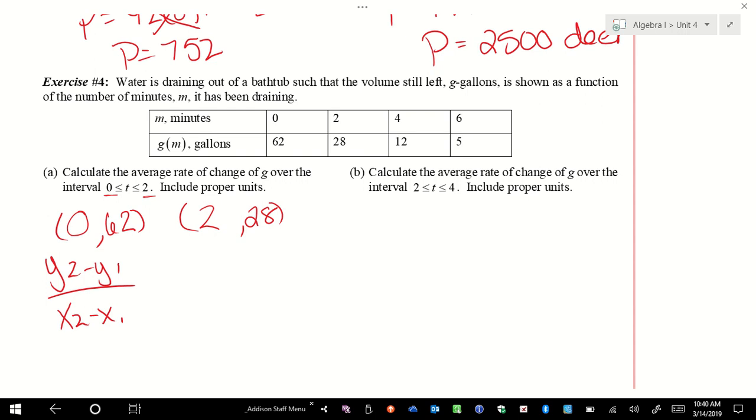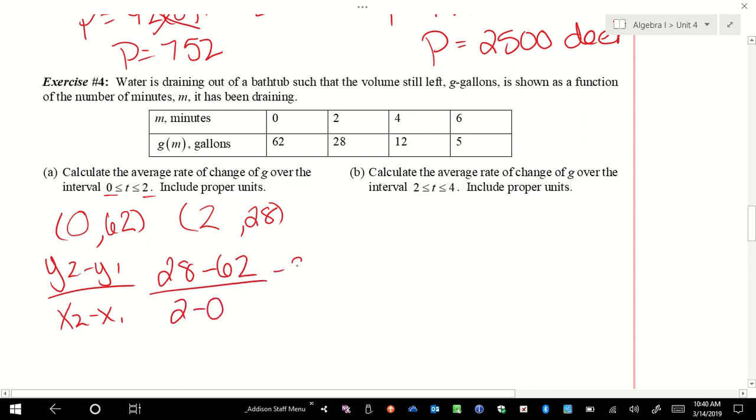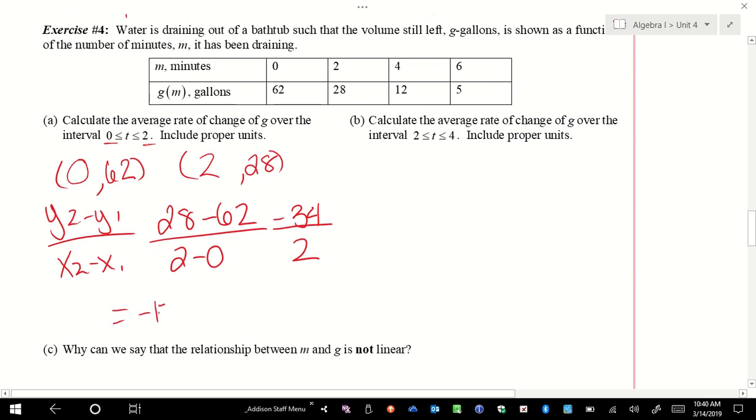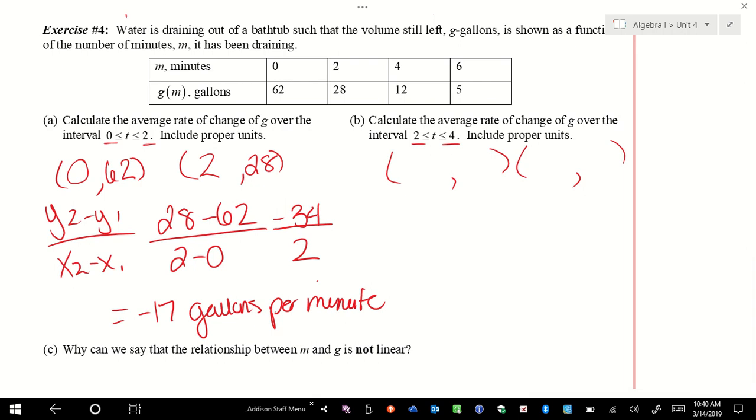Okay, hopefully you've done this, and what would the slope be? 28 minus 62 over 2 minus 0. That would be negative 34 over 2, which turns out to be negative 17 gallons per minute. Okay, let's do it again. This time from 2 to 4. So I need 2 points, 2 to 4. Find the slope. Go ahead, pause the video, do the entire problem on your own. Come back when you're done.